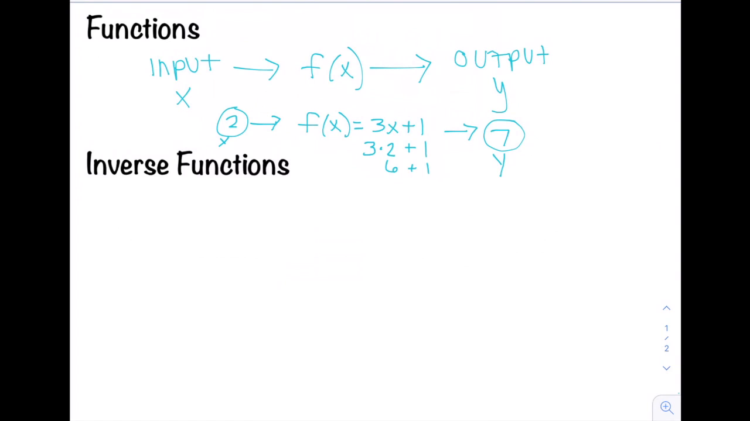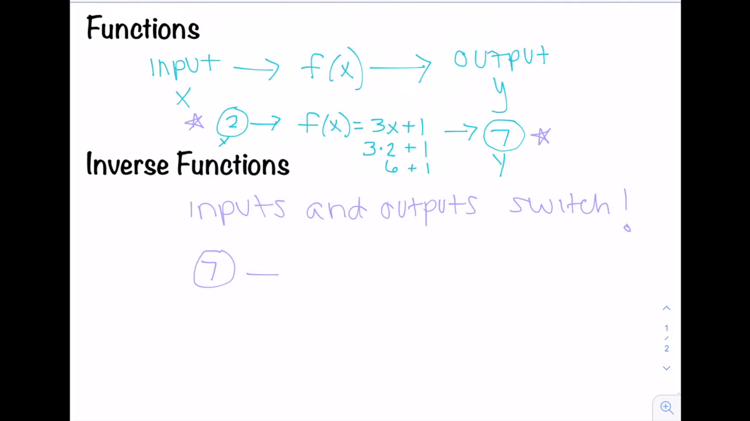What an inverse function does is it reverses the rules of the original function so that when you put in the outputs from before, you get the inputs from the original function. So inputs and outputs switch. So if I put in 7 into my inverse function, I should get out 2, which was the input from before.